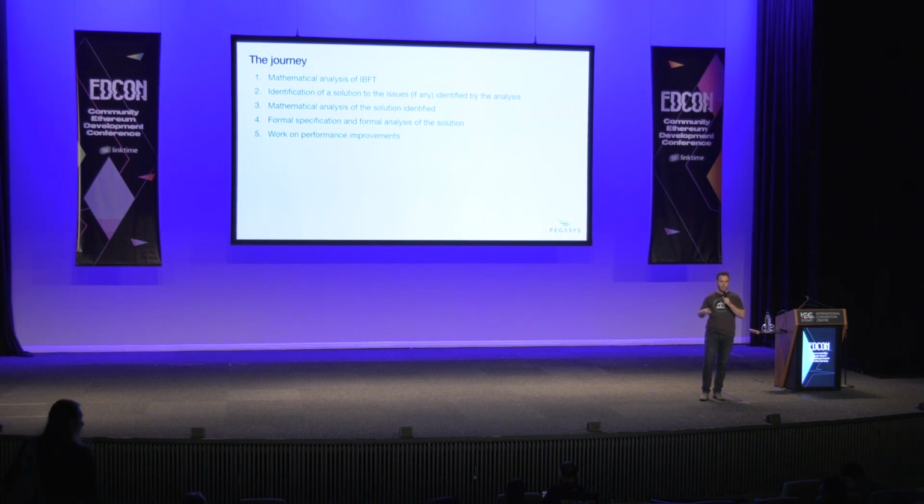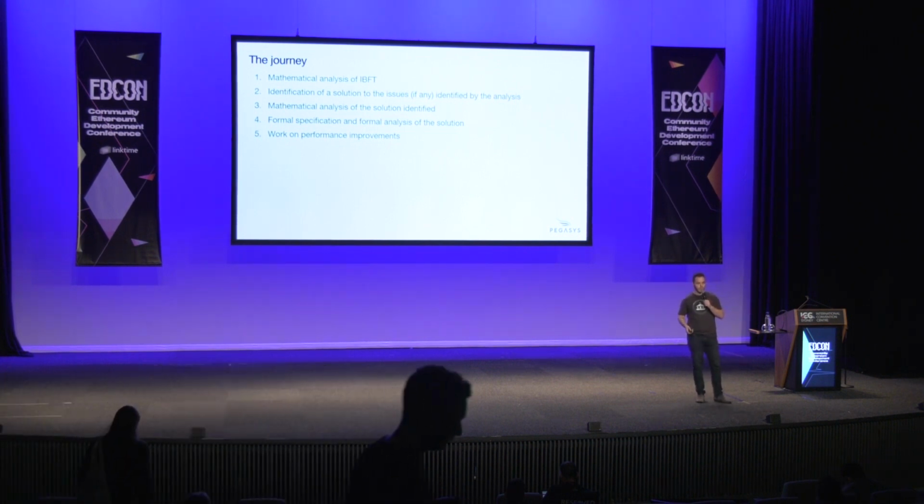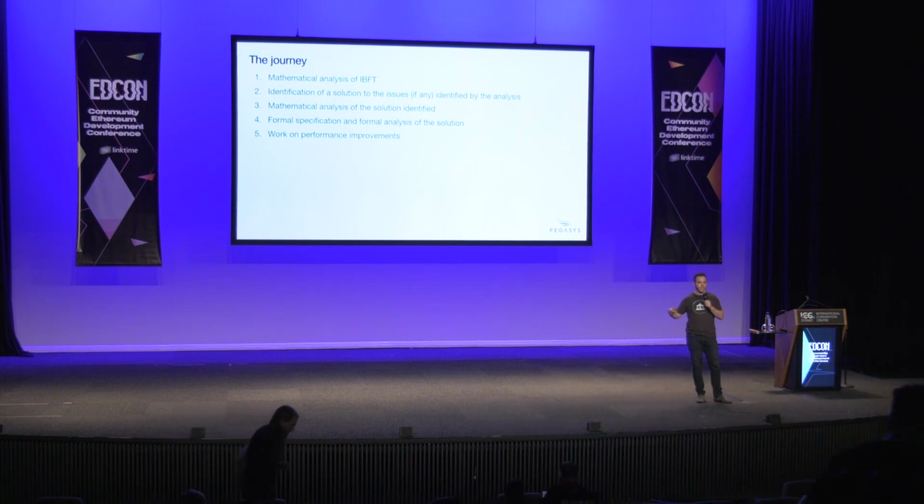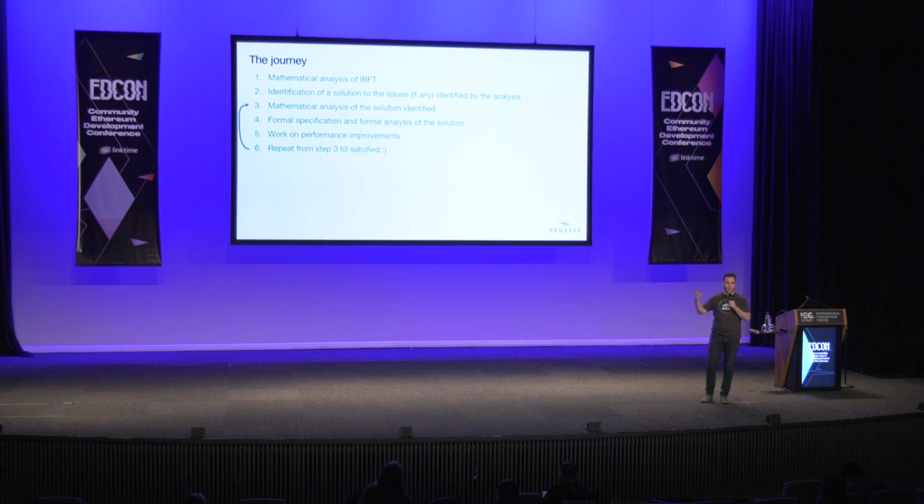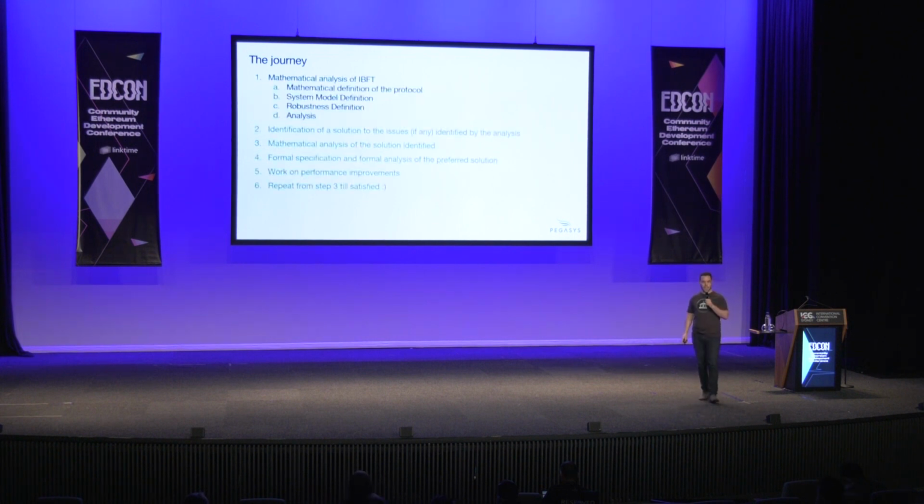But this will only allow you to be sure that the protocol is robust. That's not enough. You also want a performant protocol. So then you have a performance improvement phase, and then you repeat the steps, from step number 3 again: you do the mathematical analysis and the formal specification until you're satisfied that your protocol is performant enough. Let's start from the first point, which has 4 main sub-steps.